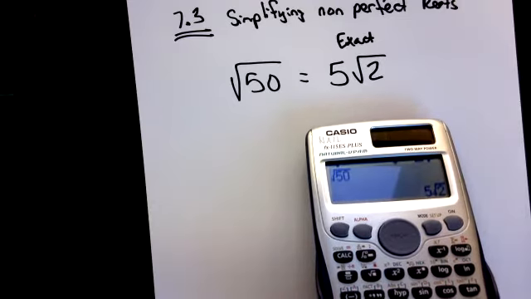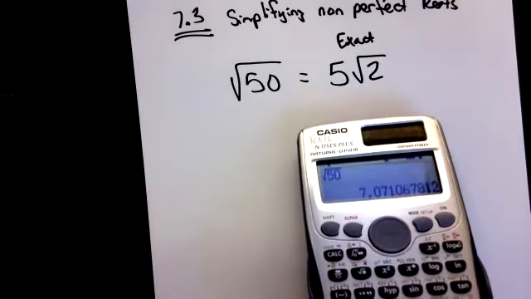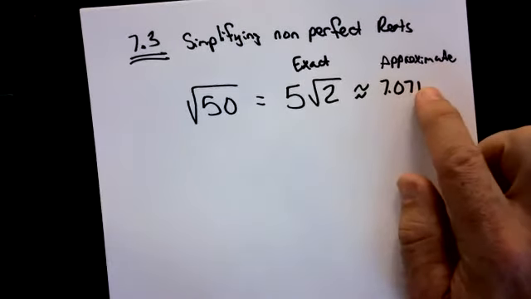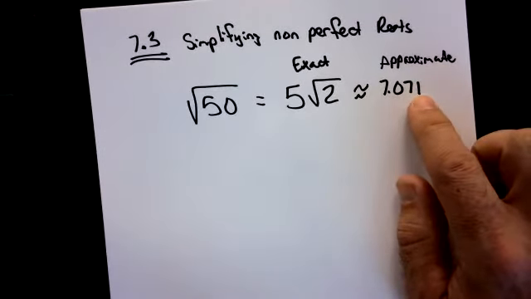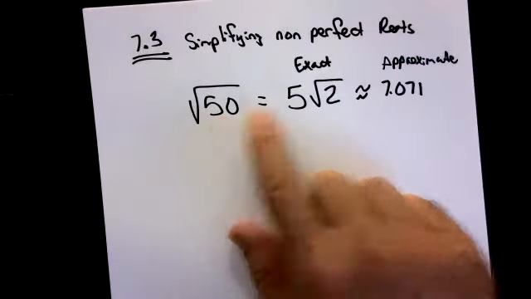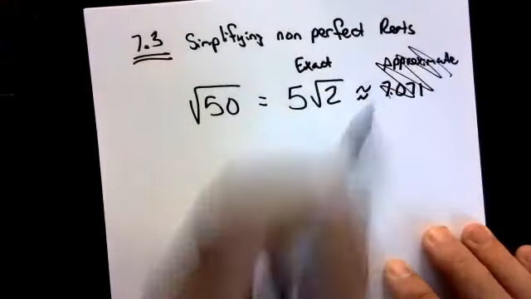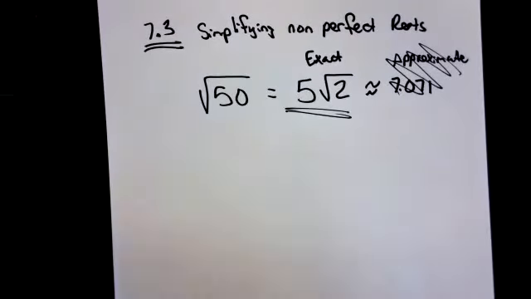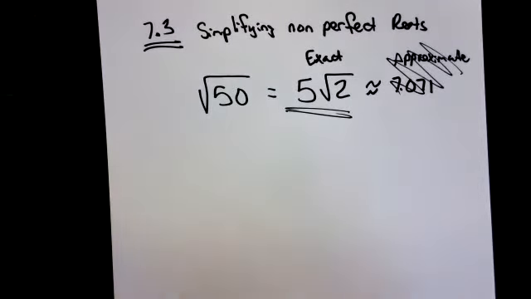If you type the square root of 50 into your calculator and it gives you the decimal approximation of 7.071-ish, that is an approximate answer. In 7.1, they ask you specifically for the approximate answer a couple of times. Only in 7.1. After that, from here on out, I want you to give me exact answers. I don't want this approximate answer. This is the correct simplified radical answer. This is what I want.